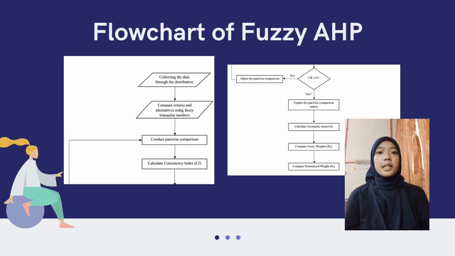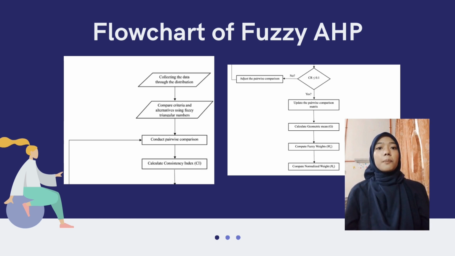The method of fuzzy AHP can be represented by a flowchart of the fuzzy analytical hierarchy process. Firstly, the process starts with gathering relevant data from experts or respondents. The questionnaire is designed to capture pairwise comparisons of criteria or alternatives based on their importance. Next is comparing criteria and alternatives using fuzzy triangular numbers. Since human judgment is often uncertain, we use fuzzy triangular numbers to represent linguistic preferences. Instead of fixed values, fuzzy numbers allow us to express preferences in a range, improving decision accuracy.